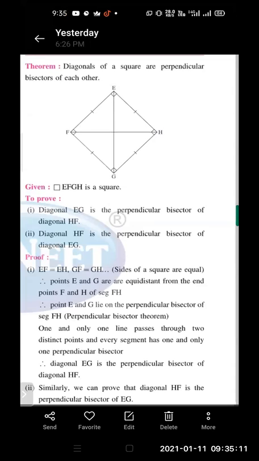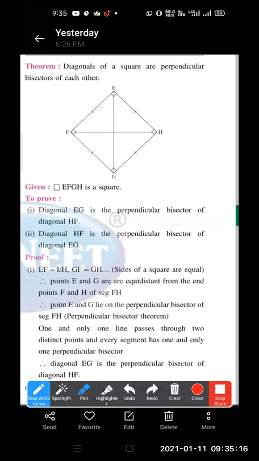What do you have to prove? You have to prove that diagonal EG is the perpendicular bisector of diagonal HF. Means we have to prove that it is a perpendicular bisector. Similarly, we have to prove that diagonal HF is the perpendicular bisector of EG. So let us see the proof, children.